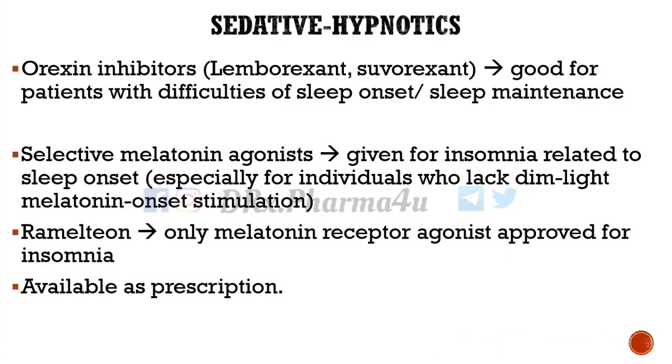So the selective melatonin agonists are good for those people who are in a pitch dark environment but are still not getting sleep. In that condition, you can take a melatonin agonist. We have melatonin supplements also at different doses. We have 3 mg, 5 mg, 10 mg. 10 mg is not required. Even 3 mg is more than enough. So we can take that as well. Ramelteon is the only melatonin receptor agonist which is approved for insomnia, and it is available as a prescription medication.